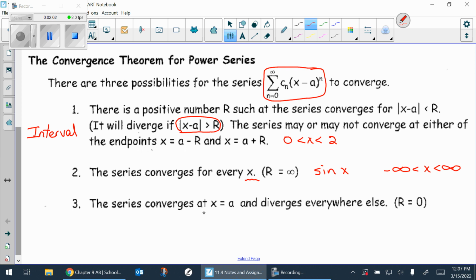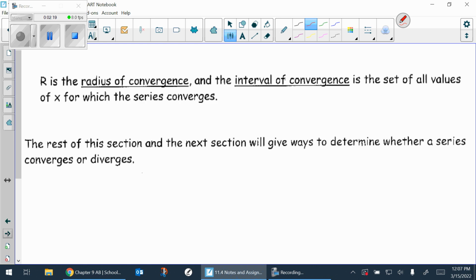And we haven't seen one of these as of yet. We will sometime soon, but we haven't seen one yet, where it converges only at a particular number and never again. So the radius of convergence would be 0. So again, something that we've talked about before and we just revisit today.